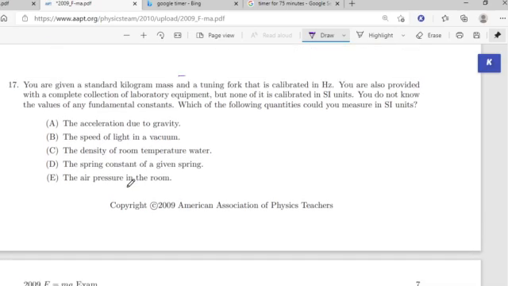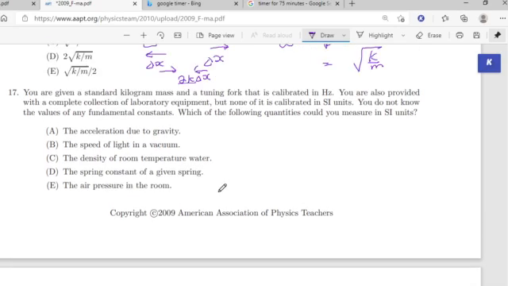Okay, you are given a standard kilogram mass and tuning fork. I have no idea what that is. That is calibrated in hertz. You're also provided with free collection of laboratory equipment, but none of it is calibrated in SI units. You do not know the values of any fundamental constants. Which of the following quantities could you measure in SI units?